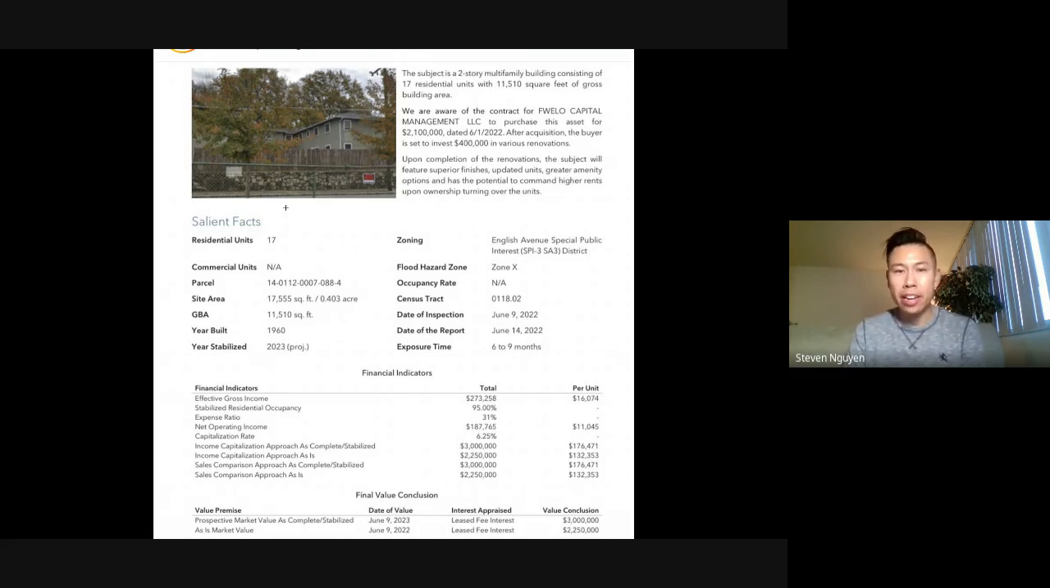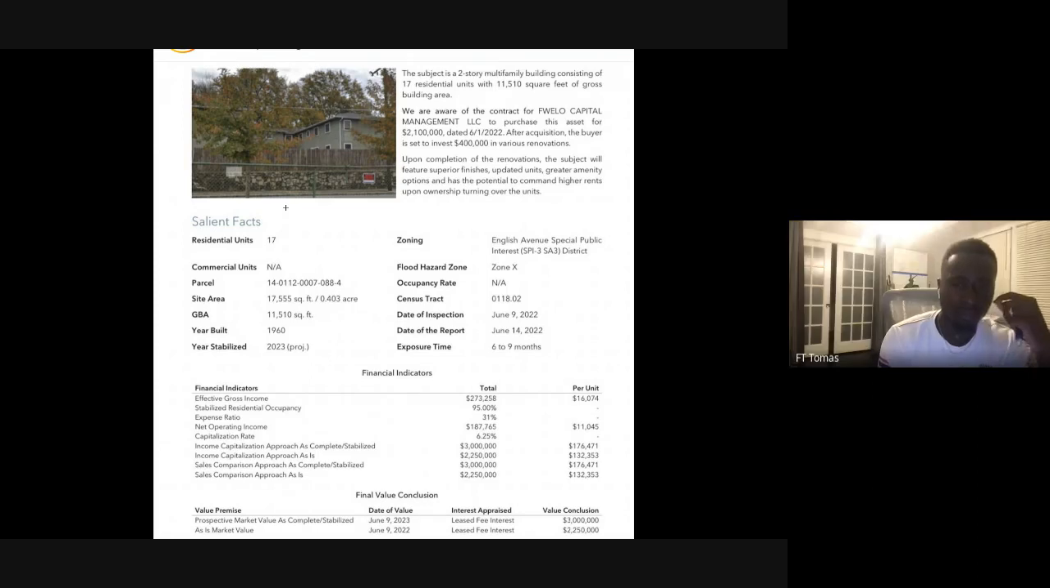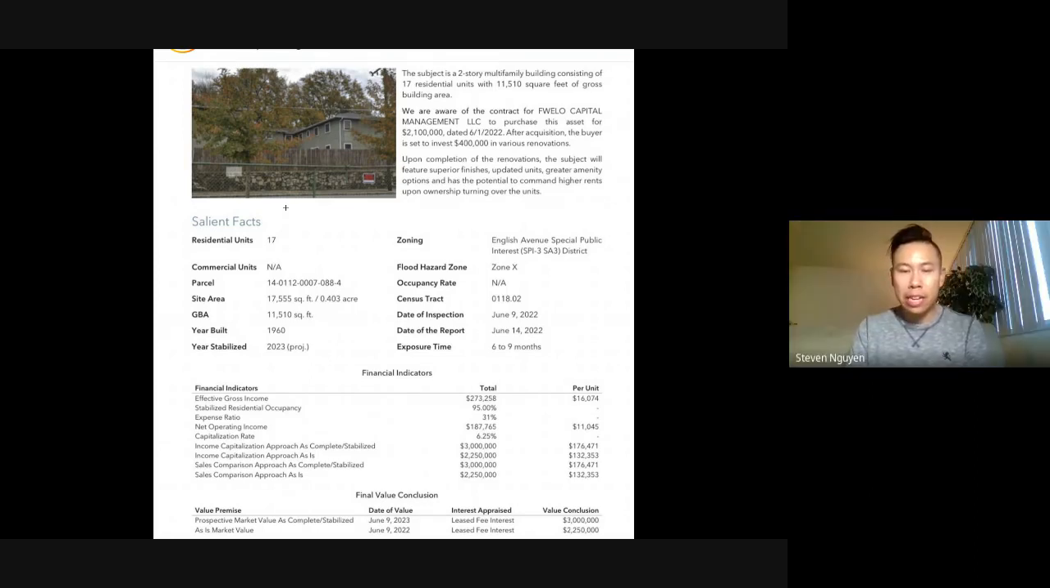So let's just say in a year or two they execute the value add strategy and the reality of the expense ratio is 55%, well, guess what's going to happen to the value? It's not going to be 3 million. It's going to be down, right? But even with that, you have to look at your margin, right?